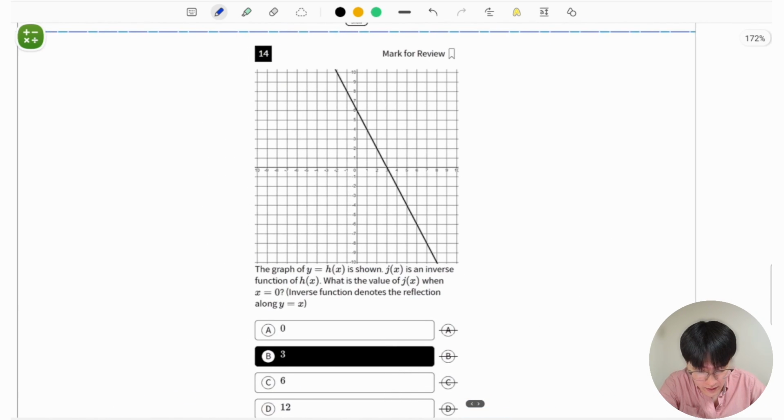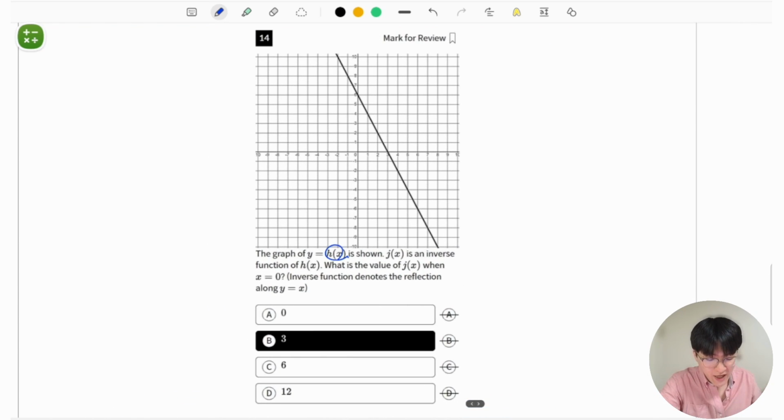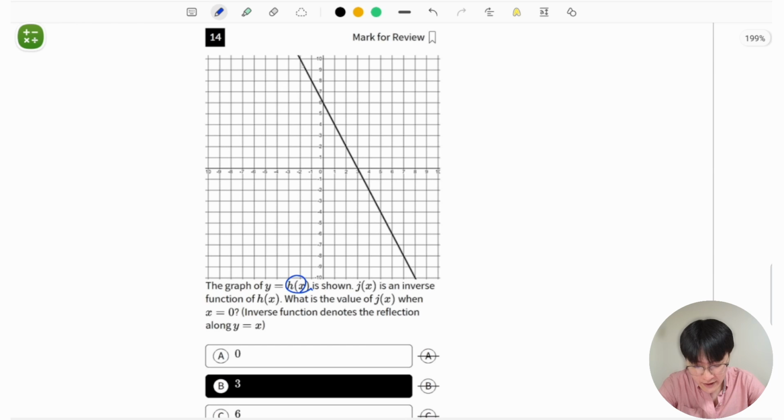Question number 14, the graph of h(x) is shown. j(x) is an inverse function of h(x). What is the value of j(x) when x is equal to 0? Inverse function denotes the reflection along y is equal to x. Let's actually figure out the line here. So this line is actually y is equal to mx plus b. And we know that the y-intercept is 6.